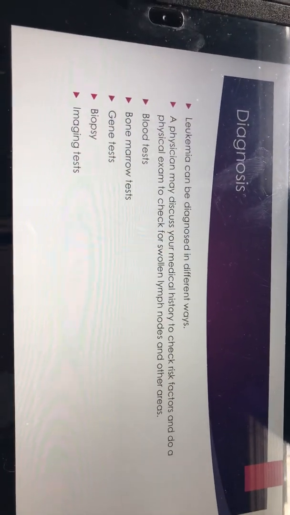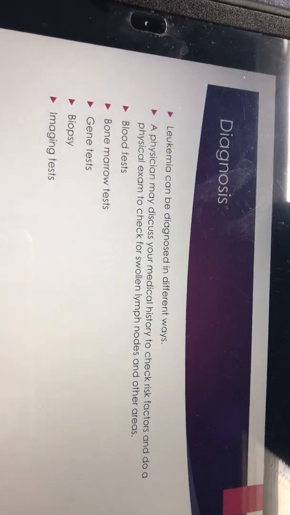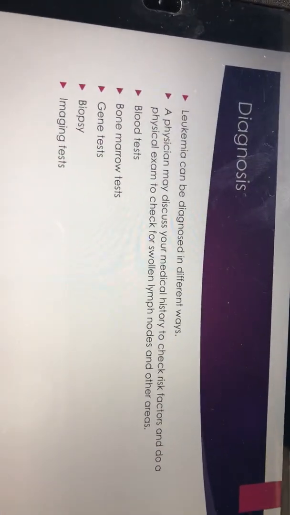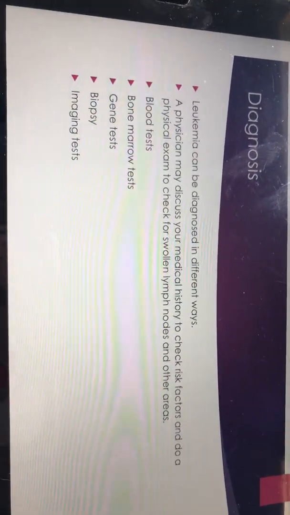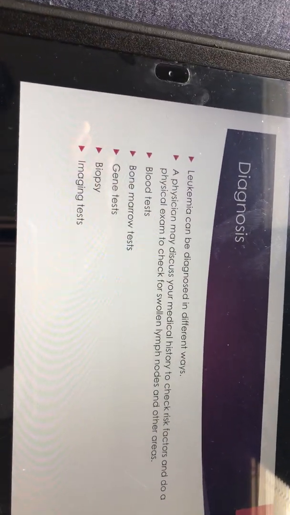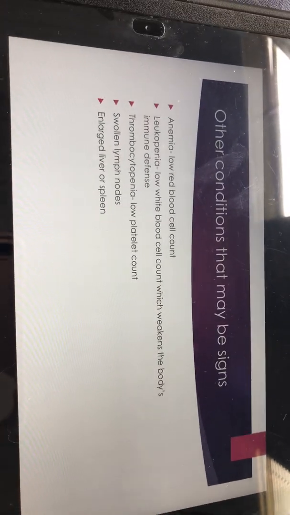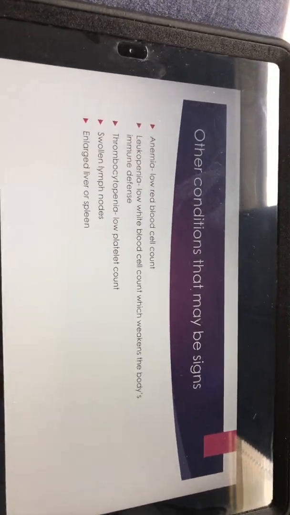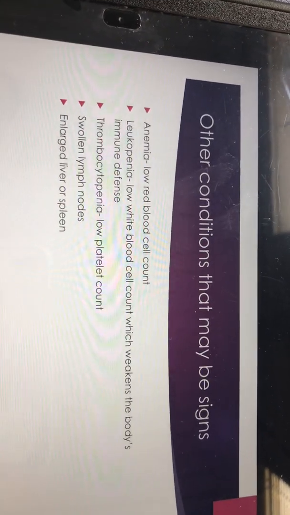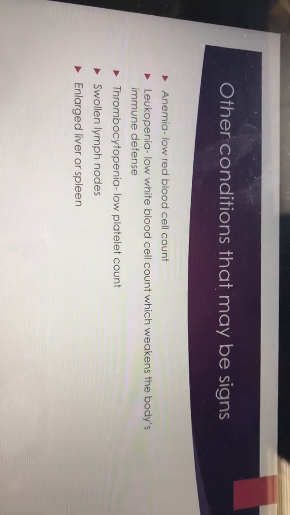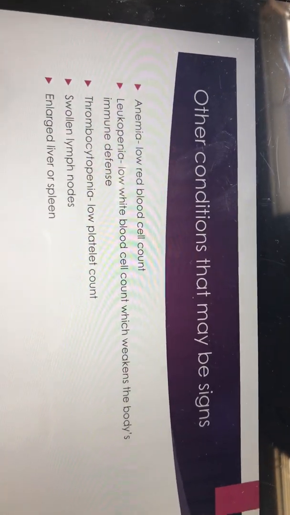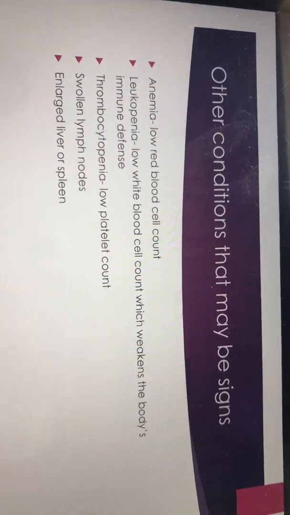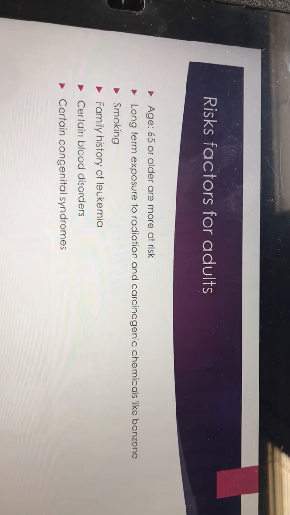Leukemia can be diagnosed in different ways. A physician may discuss your medical history to check risk factors and do a physical exam to check for swollen lymph nodes or other areas. You could also do blood tests, bone marrow tests, gene tests, biopsies, and imaging tests. Other conditions that may be signs of leukemia are anemia, which is a low red blood cell count, leukopenia, which is a low white blood cell count that weakens the body's immune defense, thrombocytopenia, which is a low platelet count, swollen lymph nodes, and an enlarged spleen or liver.